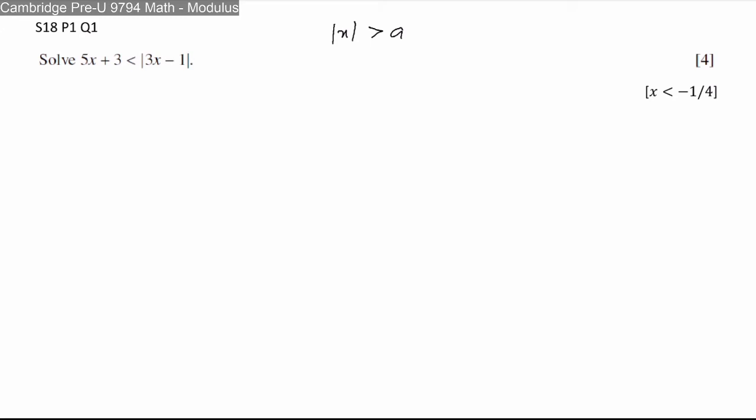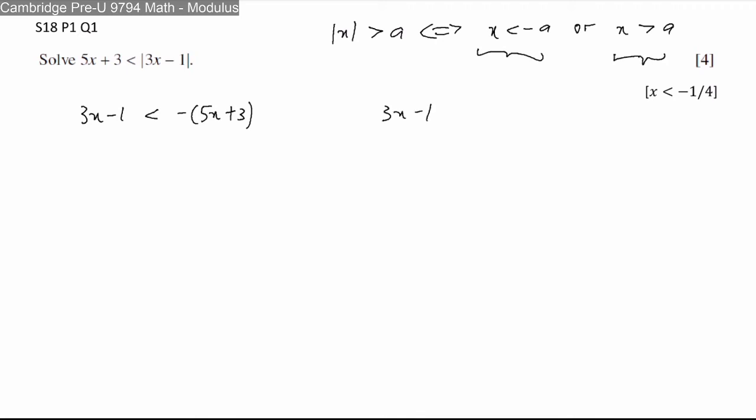So what we do here is, this means we have x < -a, or at the same time x > a. We can use this to solve it. Consider this: we have 3x - 1 < -(5x + 3) for this first part. And to apply the second part, we have 3x - 1 > 5x + 3.